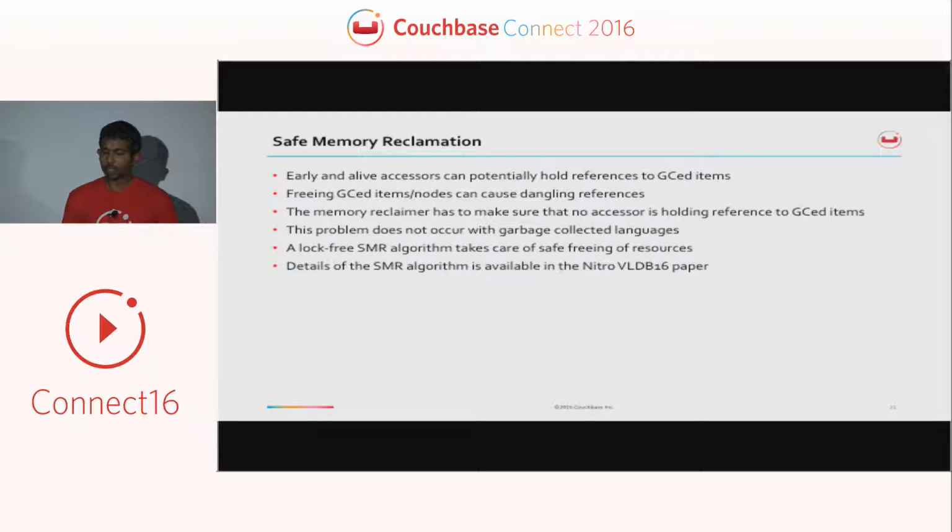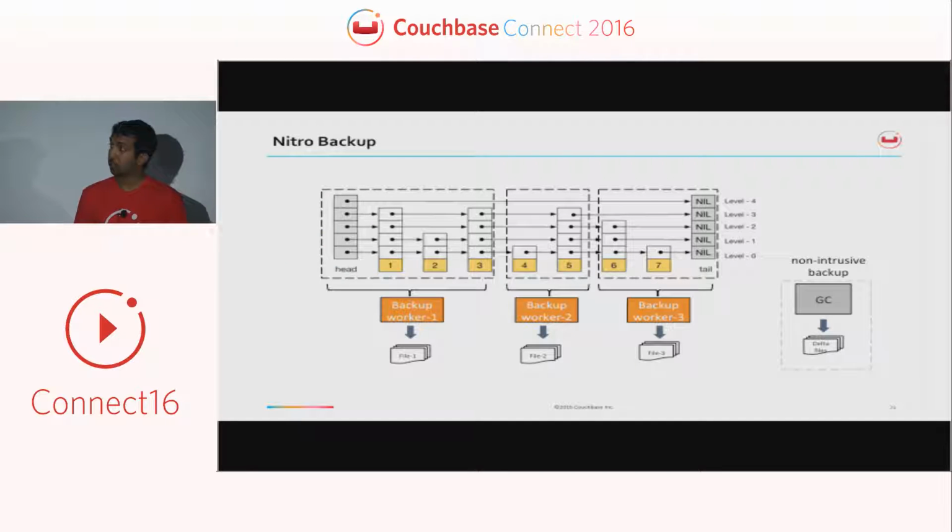So that means we have to wait until a safe period until which no other accessors is accessing that particular node. So we have an algorithm specific for that. That is actually described in the Nitro VLDB paper. If you're interested, you can look at it. So now let's look at the Nitro backup.